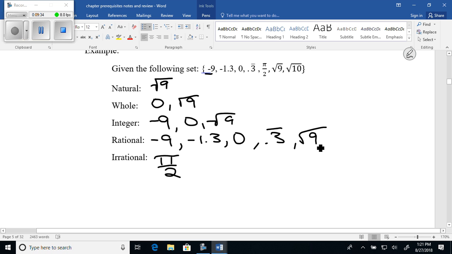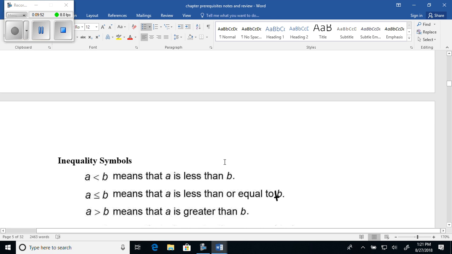Square root of 10. Irrational. If you type it in your calculator, it goes on forever with no pattern. No pattern means we don't like him. Okay, getting better? All right. I think I did wrong. Fair enough.